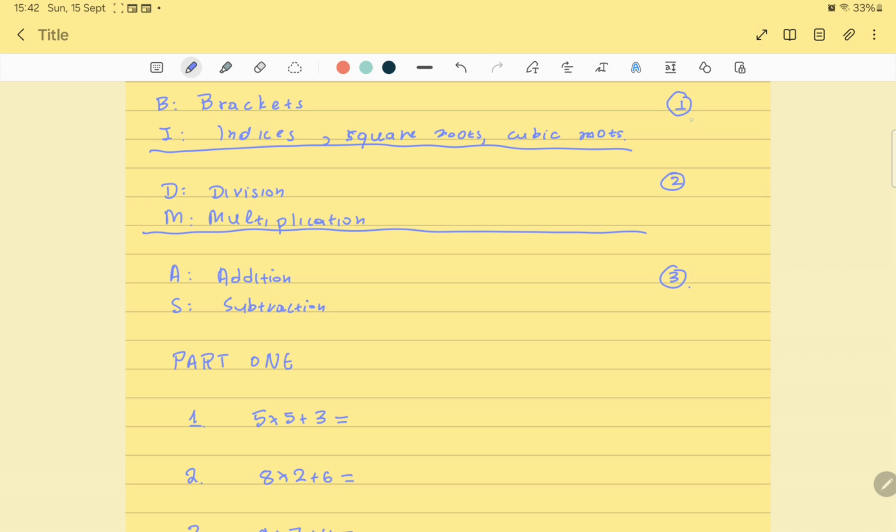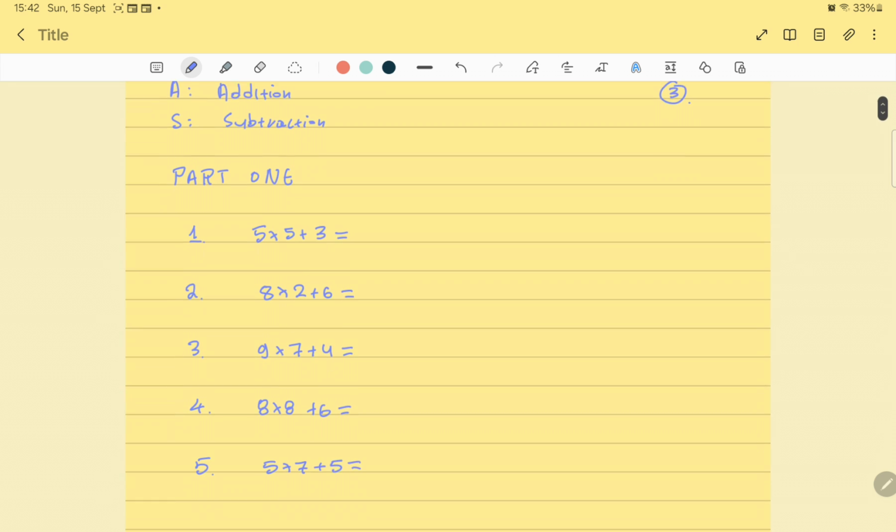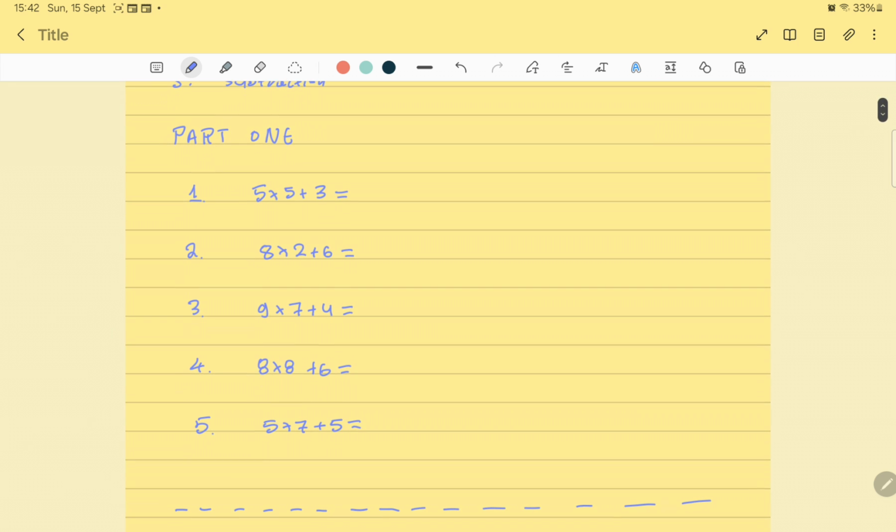First you do brackets, indices, square roots and cubic roots at the same time. Then the second calculations you do are division and multiplication. And lastly you do addition and subtraction. Let's see a couple of examples.